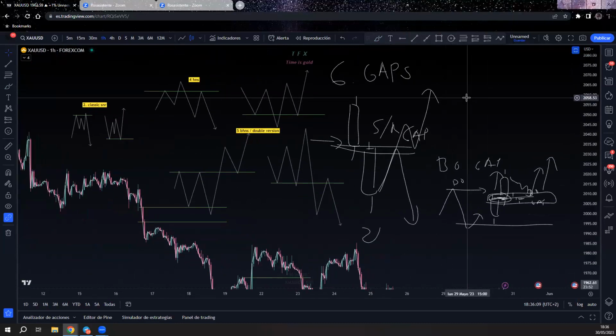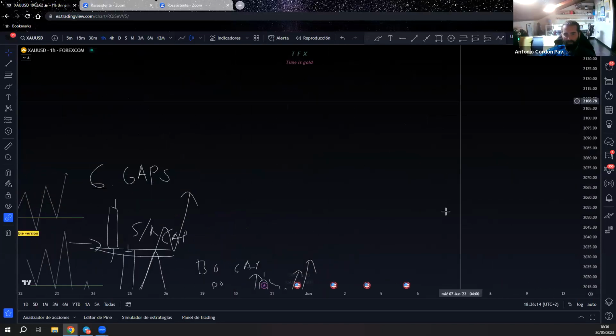My understanding was different for the breakout gap. It's not this way. Okay, let's write right here if you want.